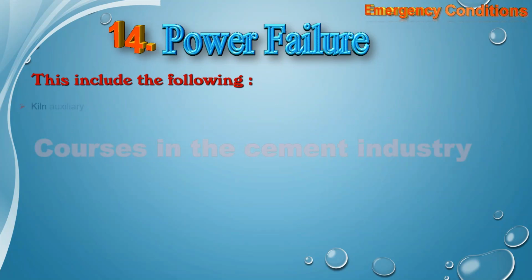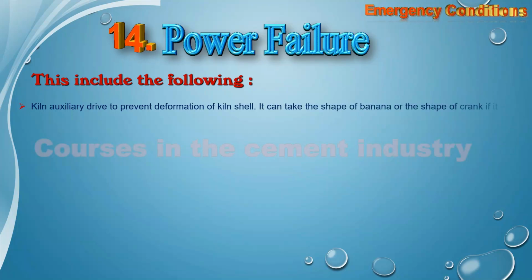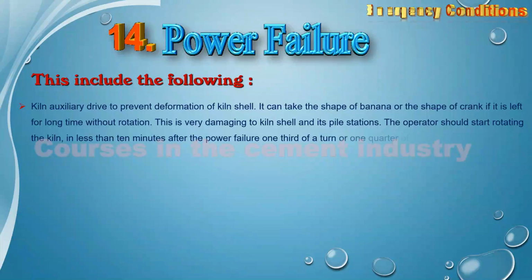1. Kiln auxiliary drive to prevent deformation of kiln shell. It can take the shape of a banana, or the shape of a crank, if it is left for a long time without rotation. This is very damaging to the kiln shell and its pile stations. The operator should start rotating the kiln in less than 10 minutes after the power failure, 1/3 of a turn or 1/4 of a turn.